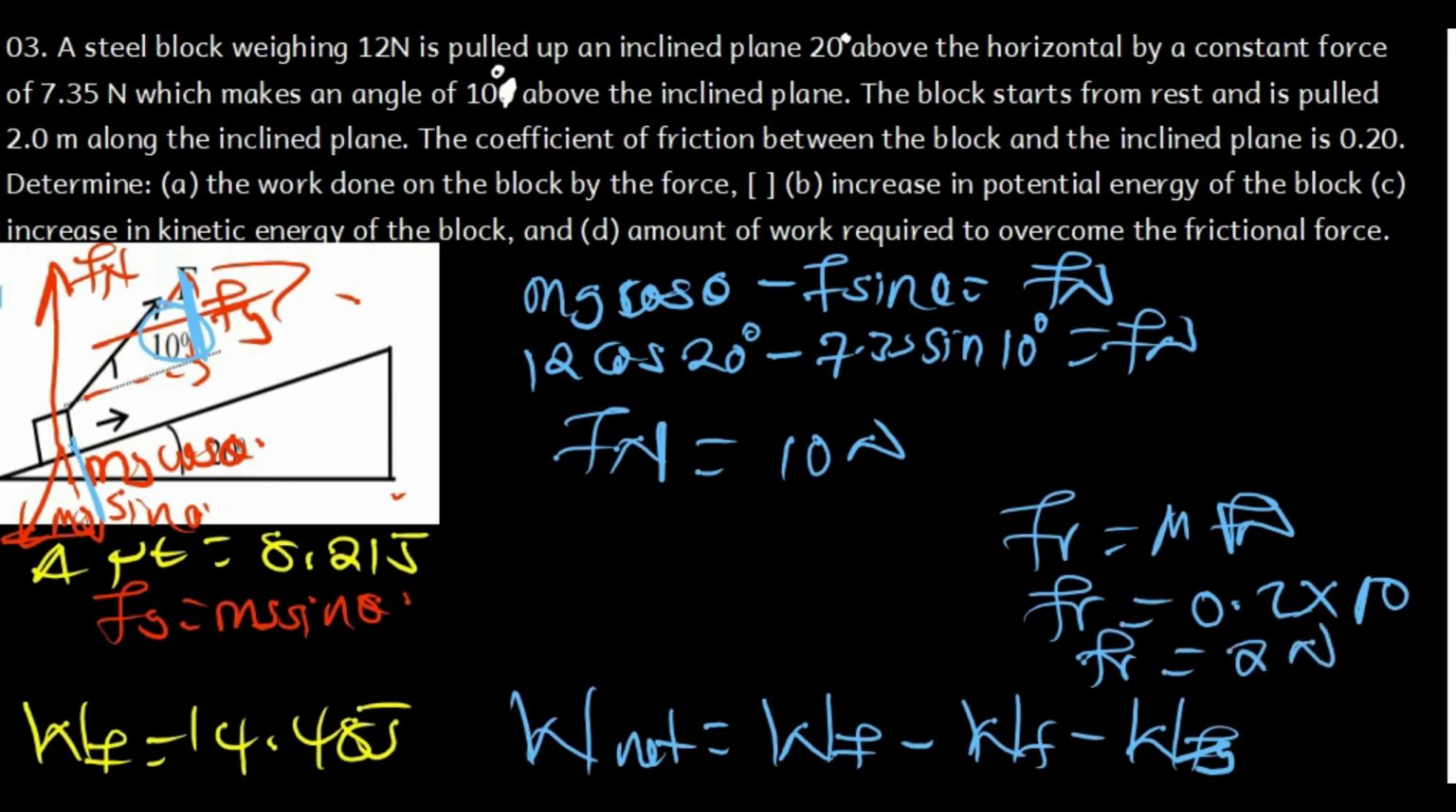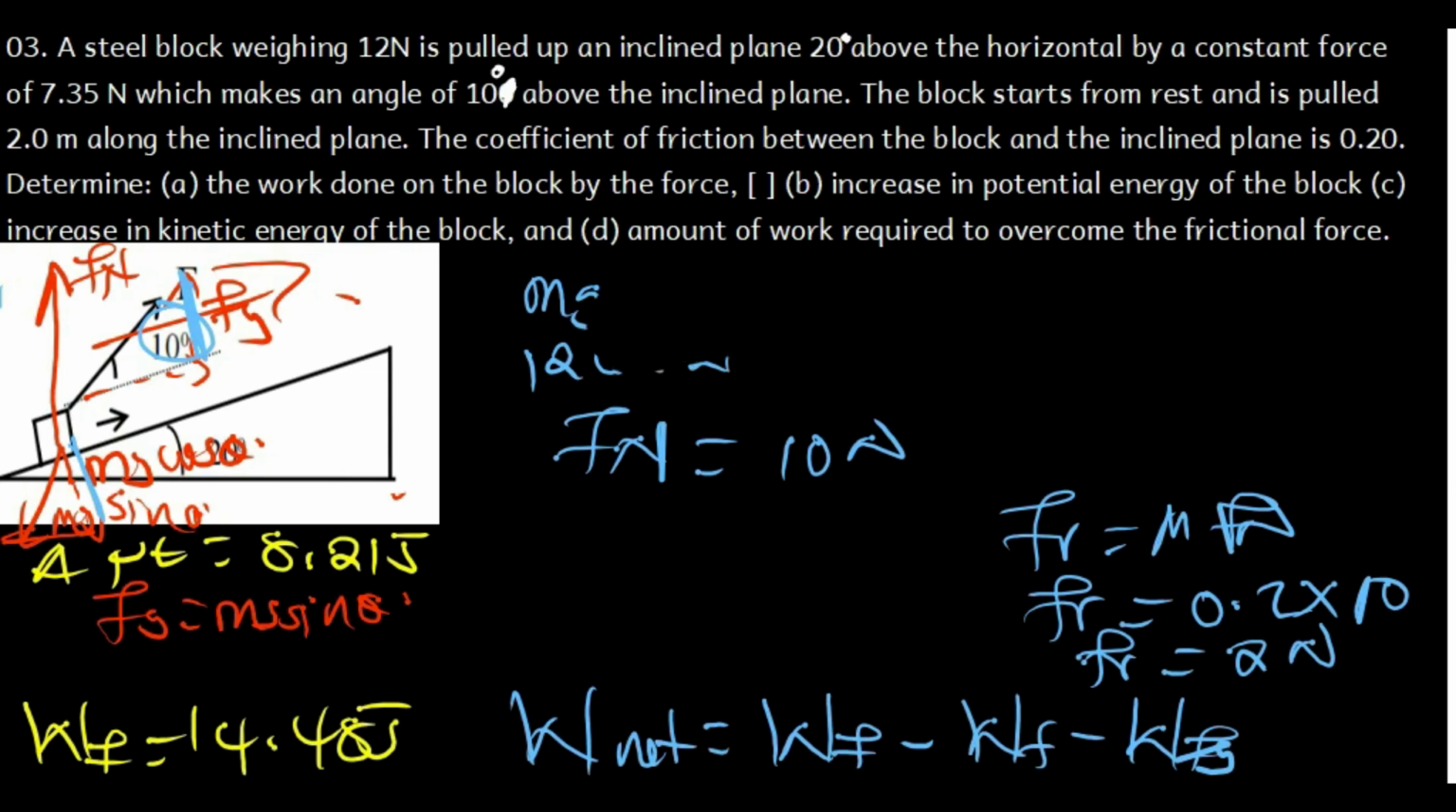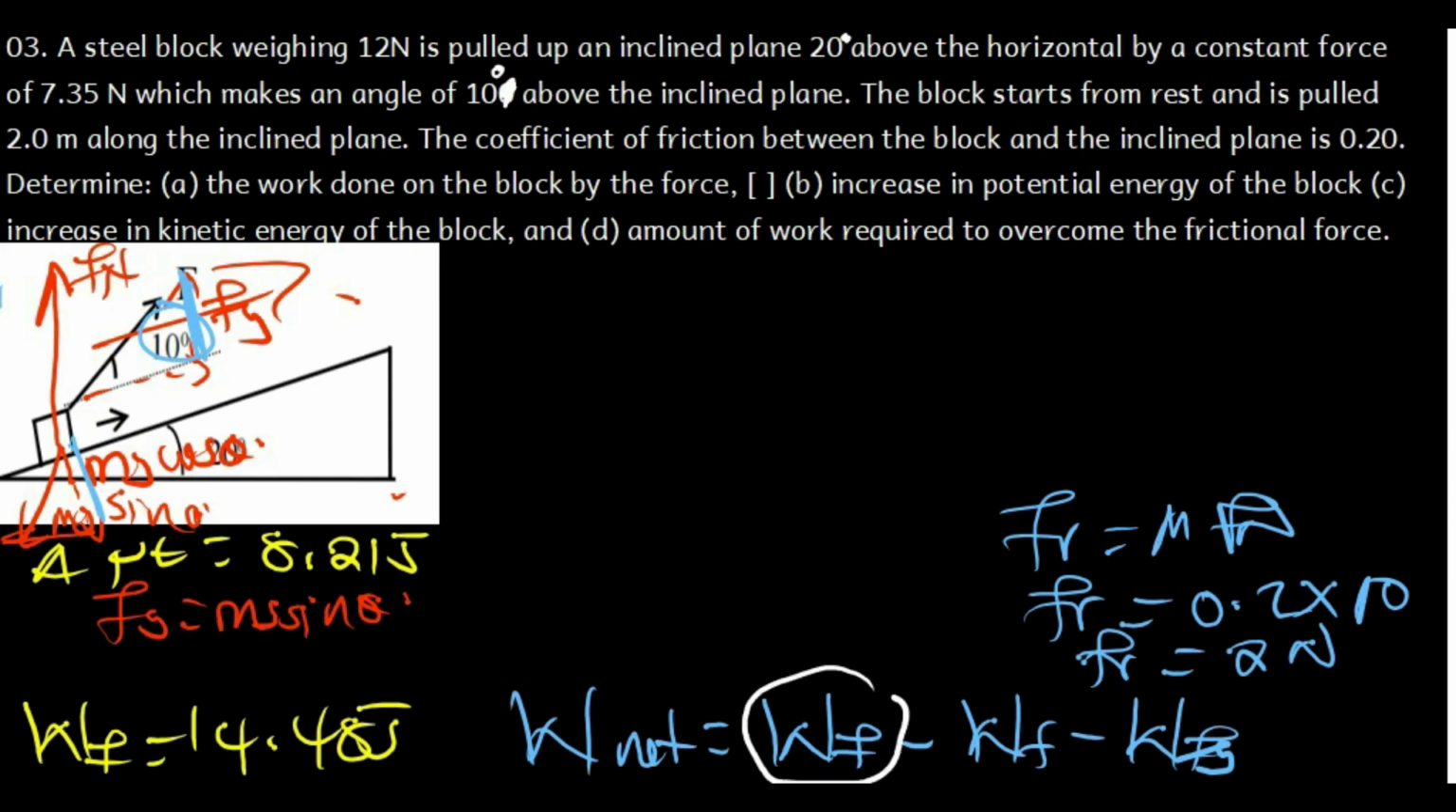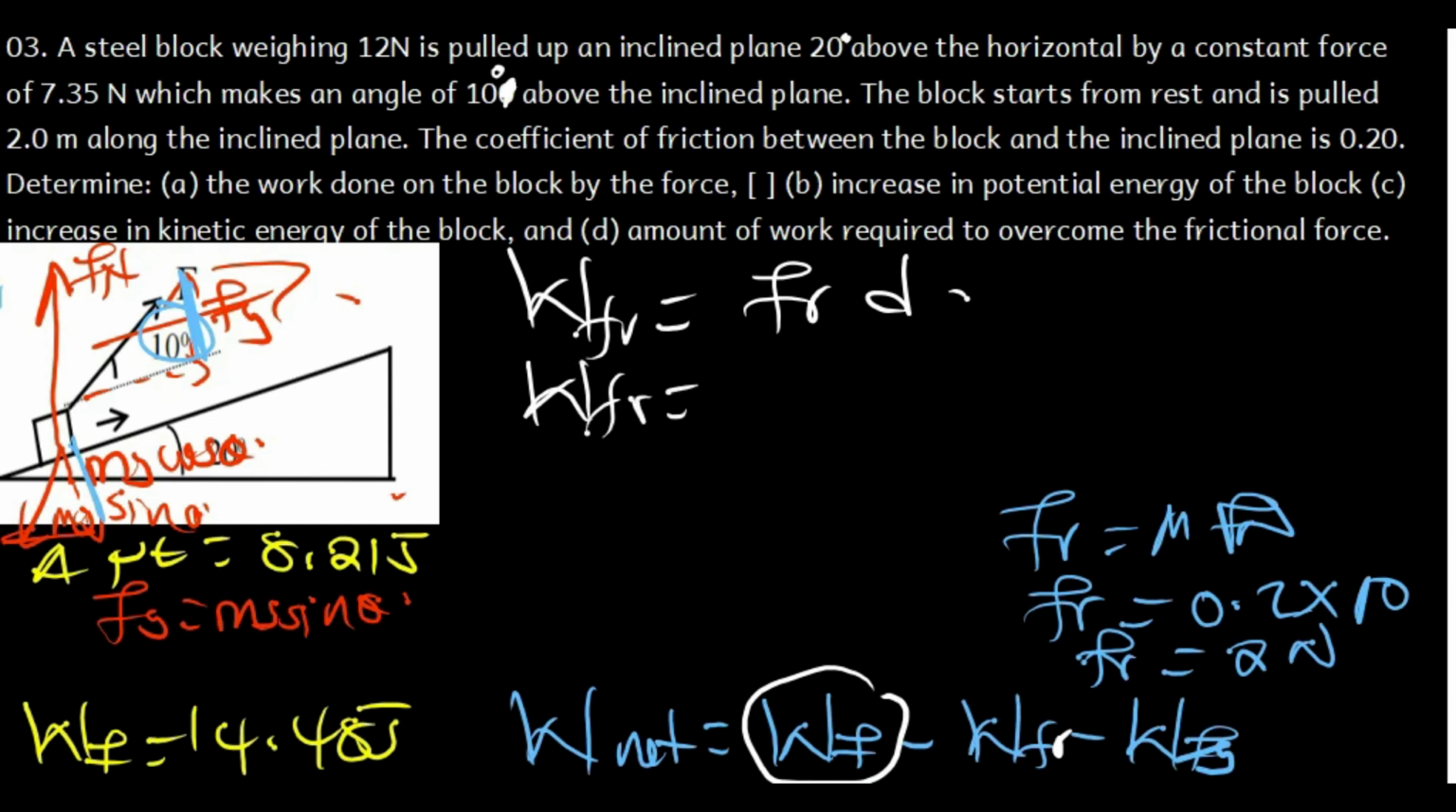Now, after finding the friction force, we are going to find the work done by the friction. The work done by the force we already have, which is 14.48. The work done by the friction force is what we are looking for. The work done by the friction force is going to be the friction force times the displacement. The friction force is 2, and the displacement is also 2.